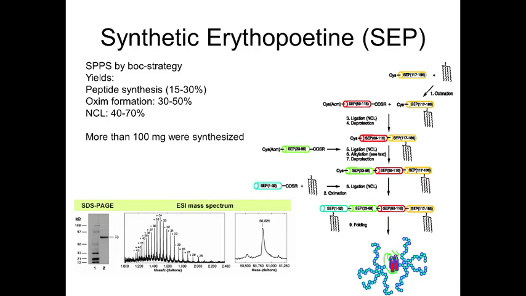So here on the right-hand side, you see the synthetic pathway towards the synthetic erythropoietin, SEP. Altogether, it is made from 4 different peptide segments, shown here in different colors. What you also recognize in this synthetic scheme is that 2 of the fragments contain the branched polyethylene glycol modification. These are the first segment and the last segment.